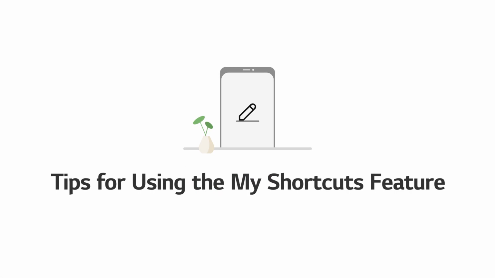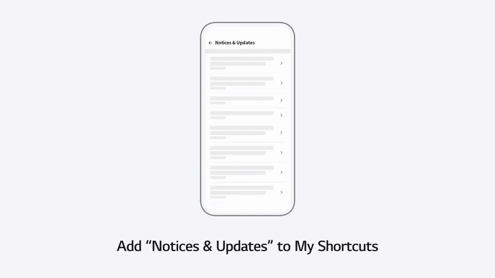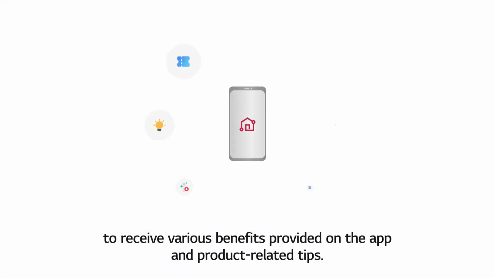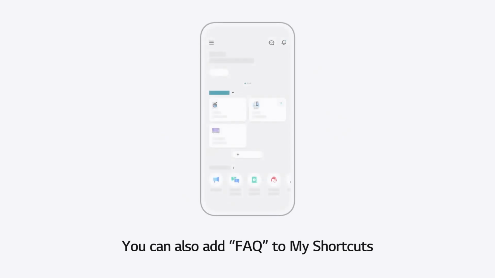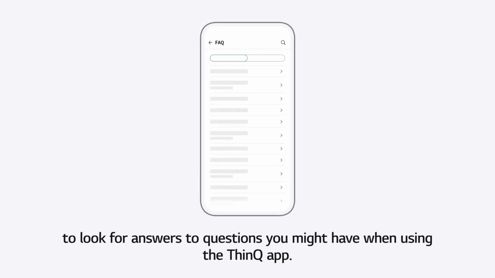Tips for using the My Shortcuts feature. Add notices and updates to My Shortcuts to receive various benefits provided on the app and product-related tips. You can also add FAQ to My Shortcuts to look for answers to questions you might have when using the ThinQ app.